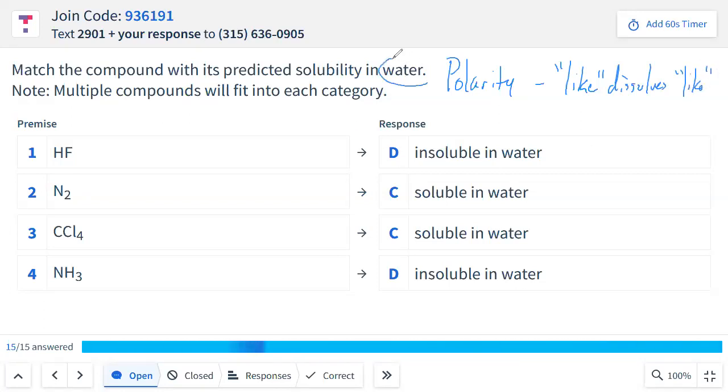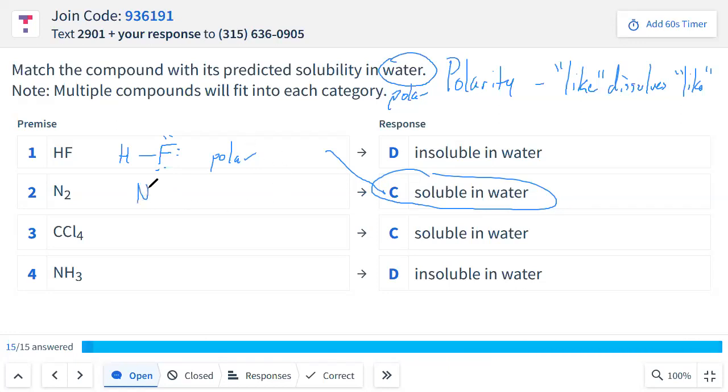So with water, we know water to be a polar substance. What we need to pick out are the other substances that are polar. And so if I look at hydrogen fluoride, I'm going to see a molecule that is made up of 1 bond. That 1 bond is certainly polar. So we would expect, okay, if this is polar and water is polar, like dissolves like, HF is going to be soluble in water.